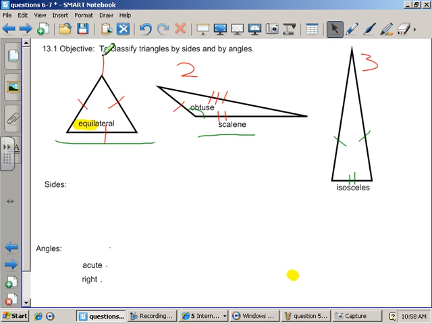Let's look at our isosceles. Is that an obtuse? No. All the angles are less than 90 degrees. So an acute triangle is our next one, right over here. Acute. Let's look at our equilateral triangle.